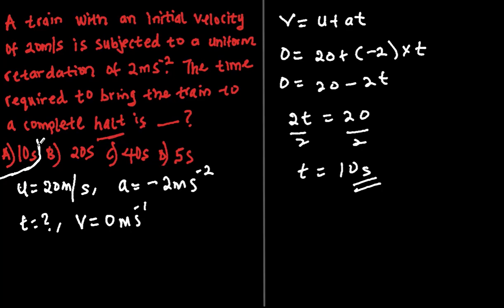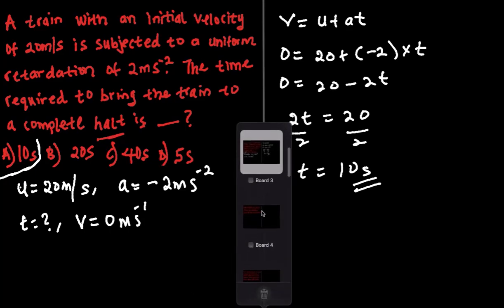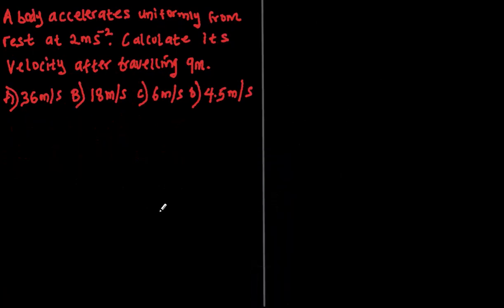It should. Now, let's go to another question. The next question here says that a body accelerates uniformly from rest. So let's pick that again. Bring out your parameters. U is 0 meters per second. If you're accelerating from rest, it means initial velocity is 0 meters per second. The object was at rest, then it starts to accelerate. So initial velocity is 0.